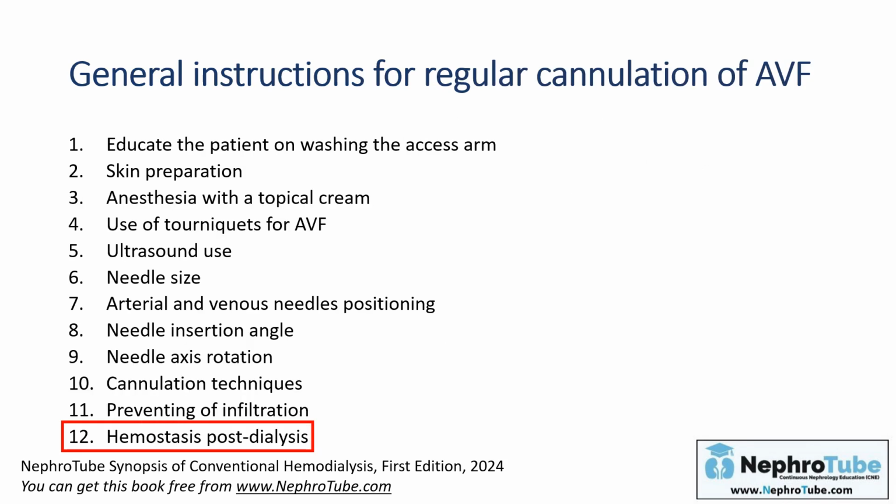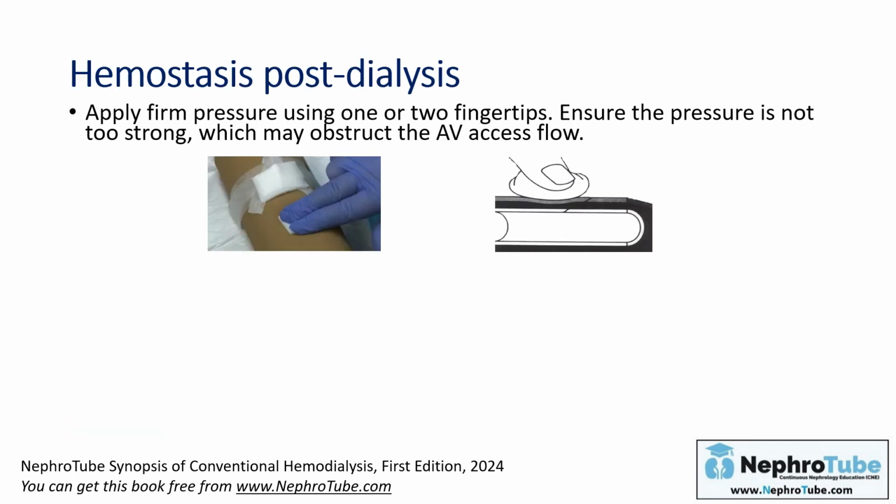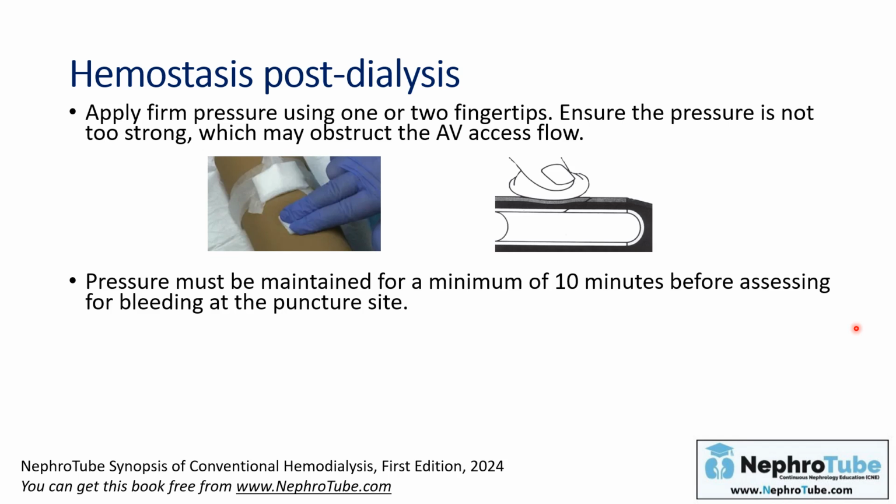The last point in regular cannulation of AV fistula is hemostasis post-dialysis. After removing the needle, you have to apply pressure by 1 or 2 fingers, and again be sure that the pressure is not too strong, which may obstruct the fistula itself. You have to obstruct only the tract of the needle. The second point, the pressure that you apply must be maintained for a minimum of 10 minutes before any assessment of bleeding at the puncture site.